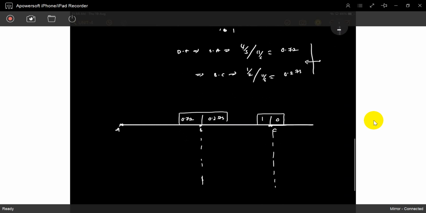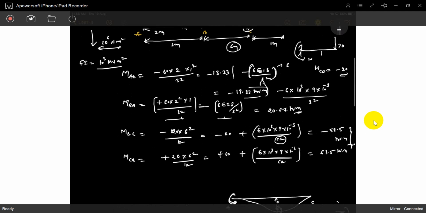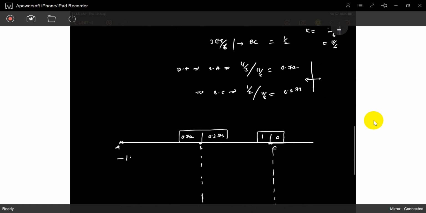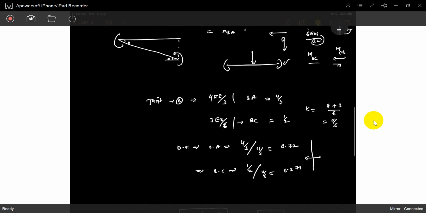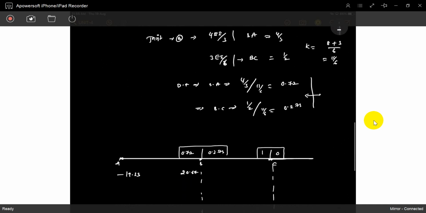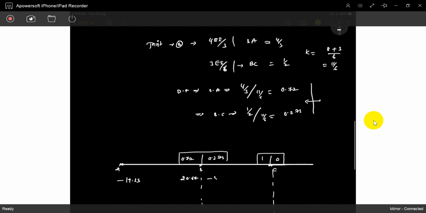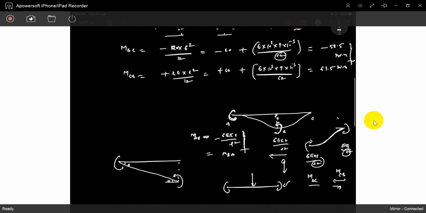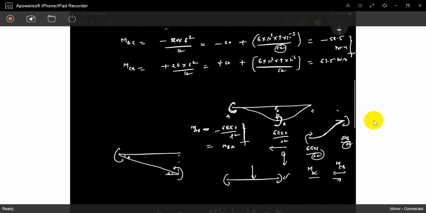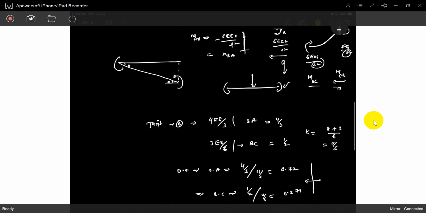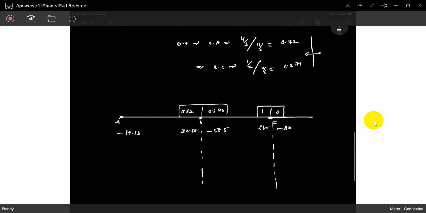Now you can observe. What is the fixed end moment? AB is minus 19.33. BA is 20.67. BC is minus 58.5. CB is 61.5. CD, we already know, is minus 20. That's it.